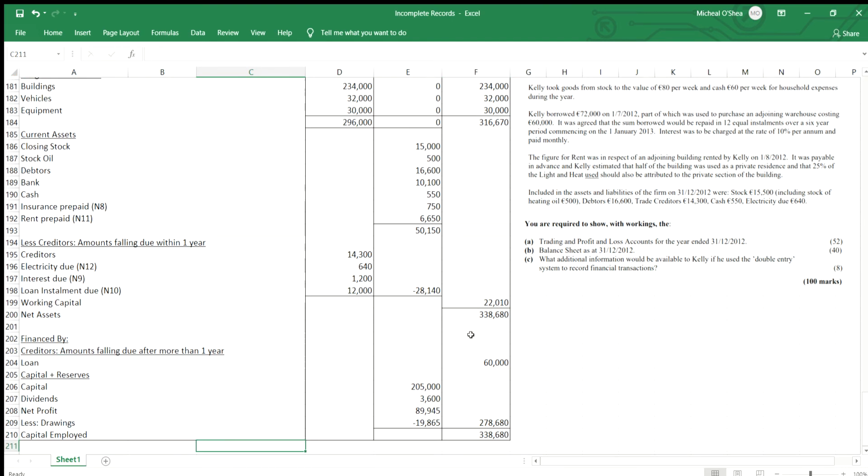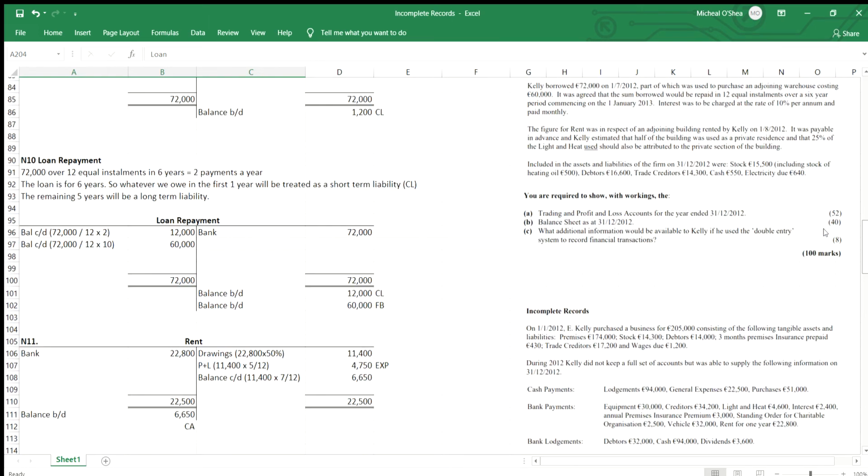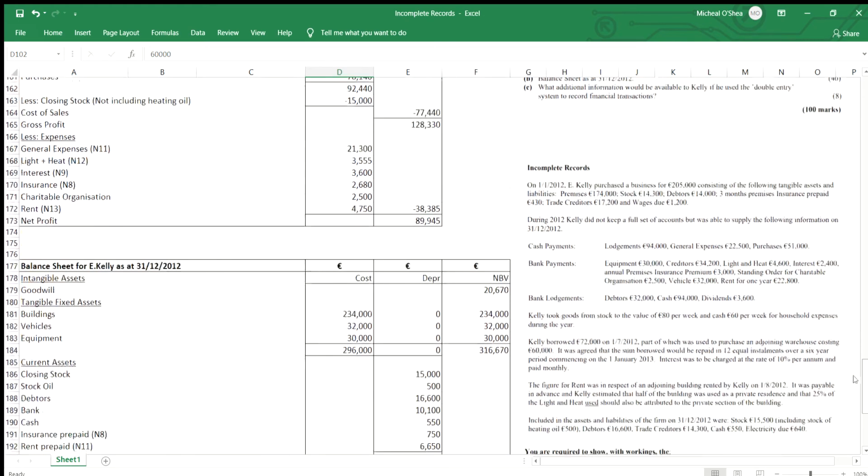Let's look at the bottom of the question. So finance by, that is my heading. Creditors, which is long-term creditors we owe, it's going to be loan or debentures or mortgage or something like that. We have loan in this question, and it is 60,000. Where am I getting that from? Let's go to our loan repayment. We saw that 60,000 was owed in the long term, so that becomes a finance by figure. That's where I'm getting that from.